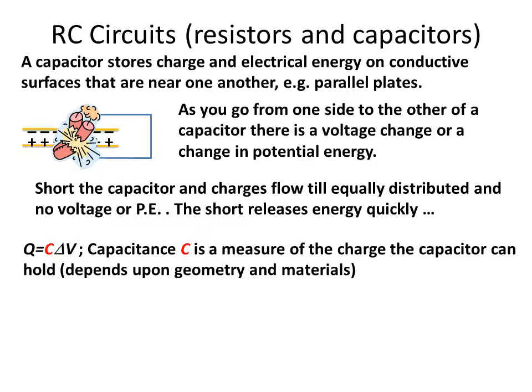The charge held on a capacitor is equal to the capacitance times the voltage across the capacitor, delta V. Capacitance C is a measure of the charge the capacitor can hold. It depends upon the geometry and materials of which the capacitor is made. The units of capacitance are farads, and the symbol in a circuit looks like parallel plates.